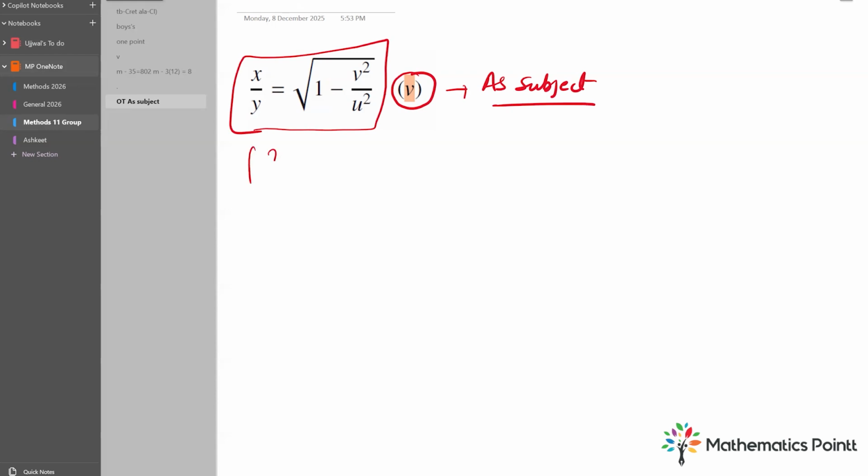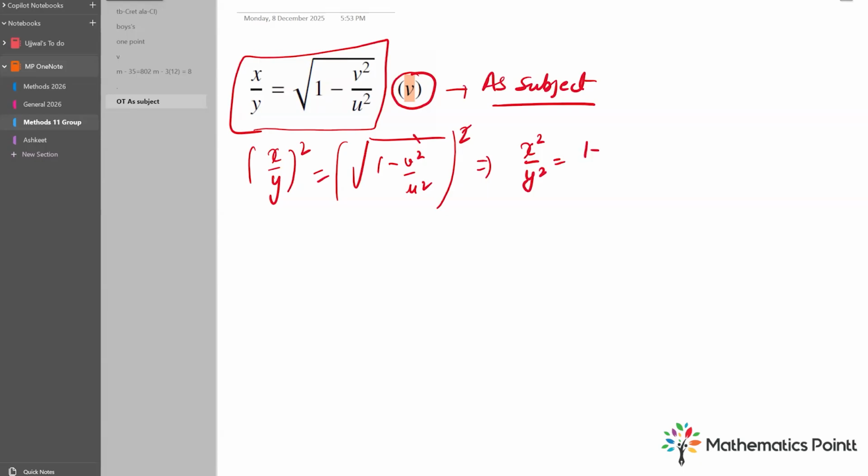So I will just square on both the sides. And then the square root cancels. I become x square over y square equals 1 minus v square over u square. First step, okay, everyone? Yeah.